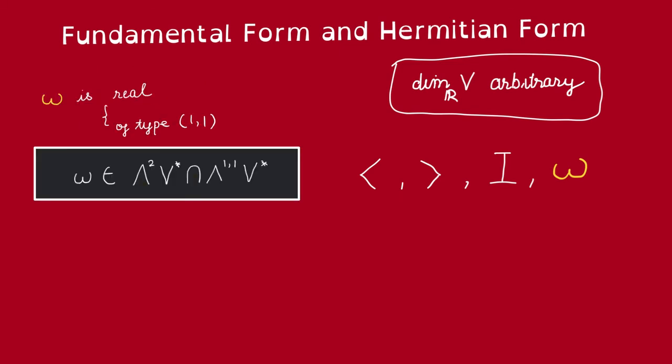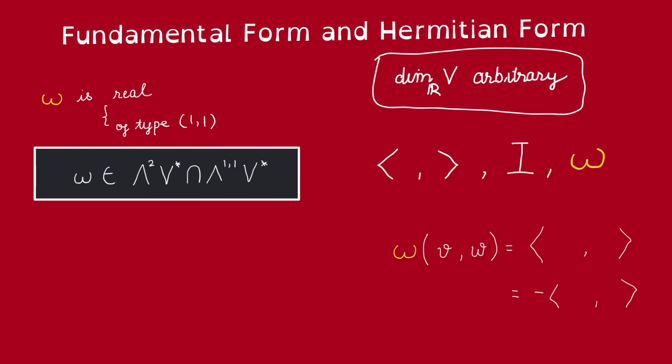Now together they're going to induce a Hermitian form on V. That's going to be the subject of the next video. In this video, we just want to talk quickly about a property of this fundamental form omega. We claim that omega is real and of type 1,1. What that means is that omega lies in this intersection.